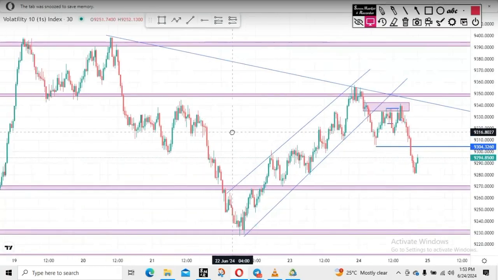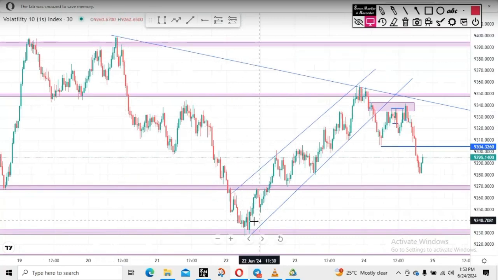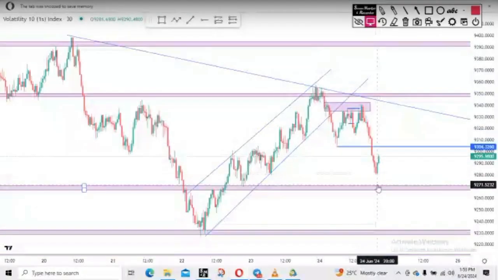Where is price coming from? Is it coming from the high, or is it coming from the low? Okay, price is coming from the high currently. Where is it now? Okay, it has come close to a low, which means it has to bounce. It has to bounce, go up again, and then start coming down again.